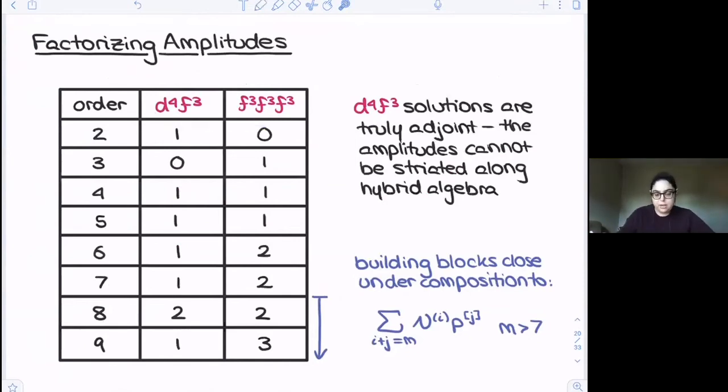A couple quick notes before we move on: the composition structures, the nested ones, close past 7th order. We don't need to worry about any new ones. And also the D4F3 amplitudes are really coming from that adjoint D4F3 solution. We took those amplitudes and tried to striate them instead along the hybrid D4F3 algebra, where you had the 4-term identities, and it wasn't compatible. So you really do need that weird D4F3 adjoint solution.